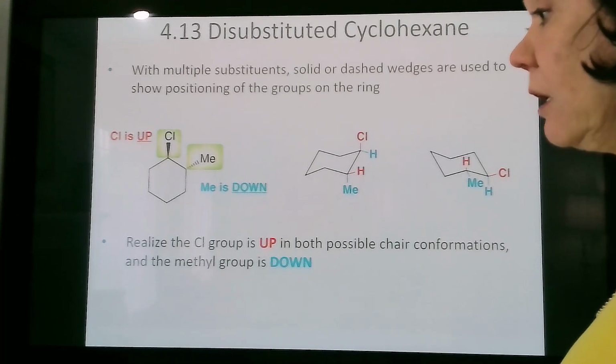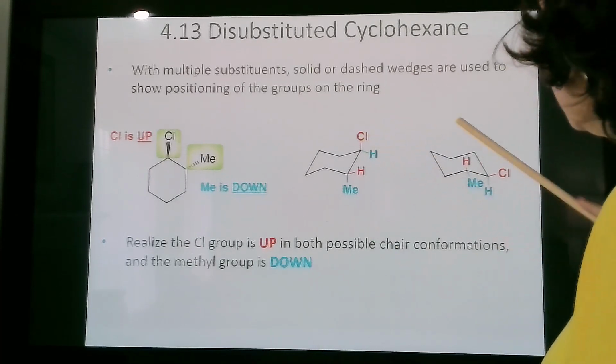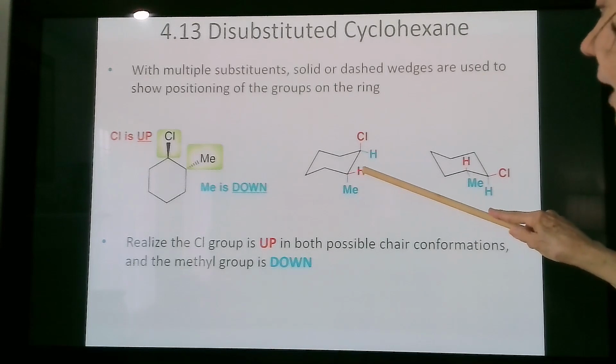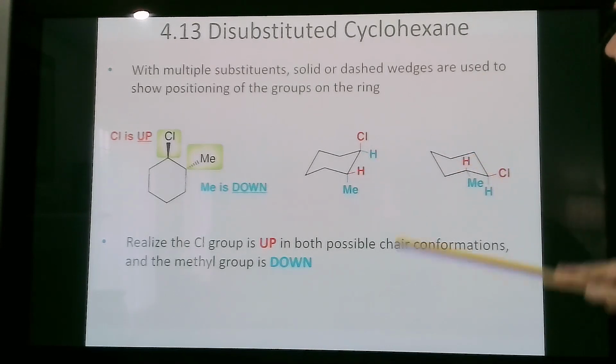So anytime you do a ring flip, whatever is axial becomes equatorial. And whatever is equatorial becomes axial.